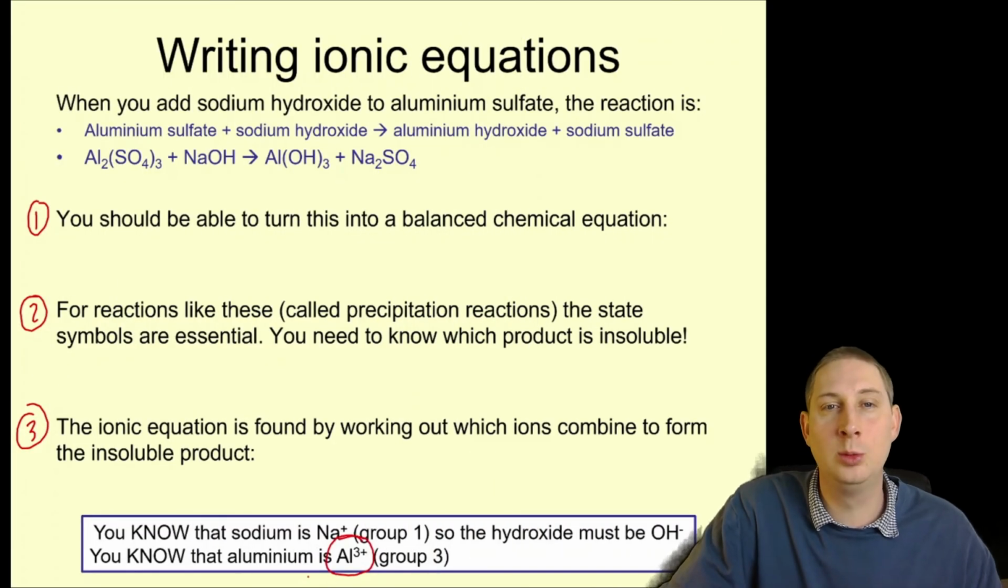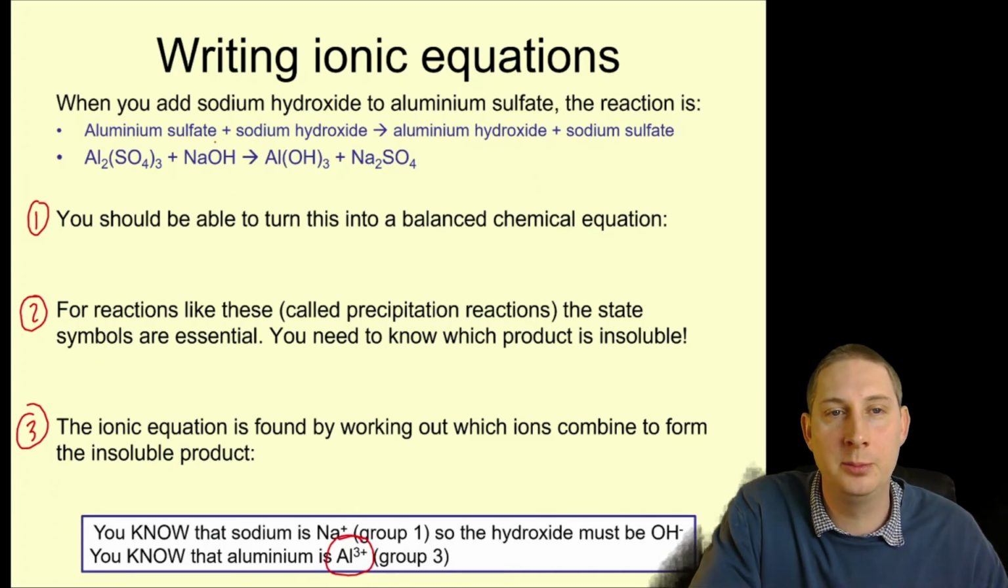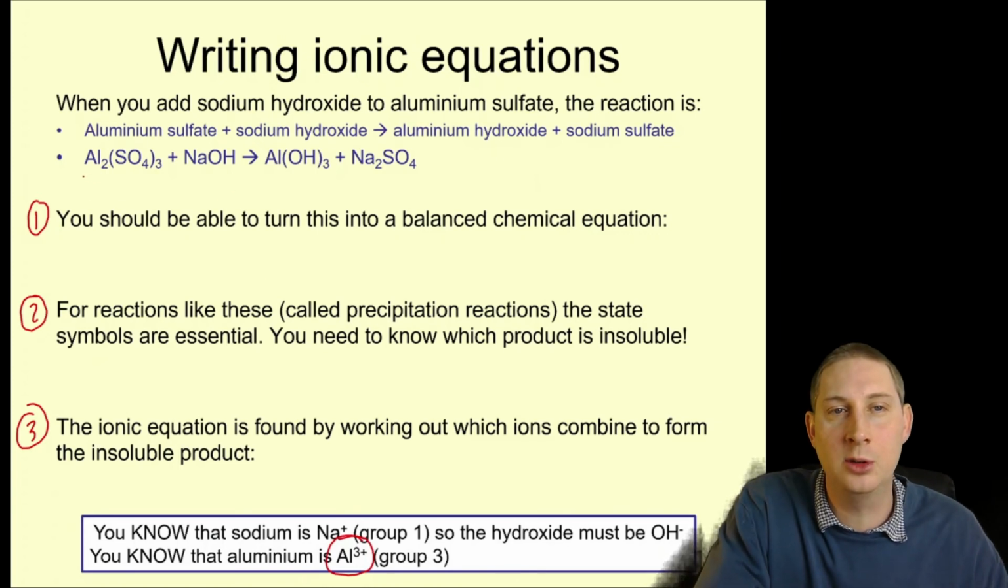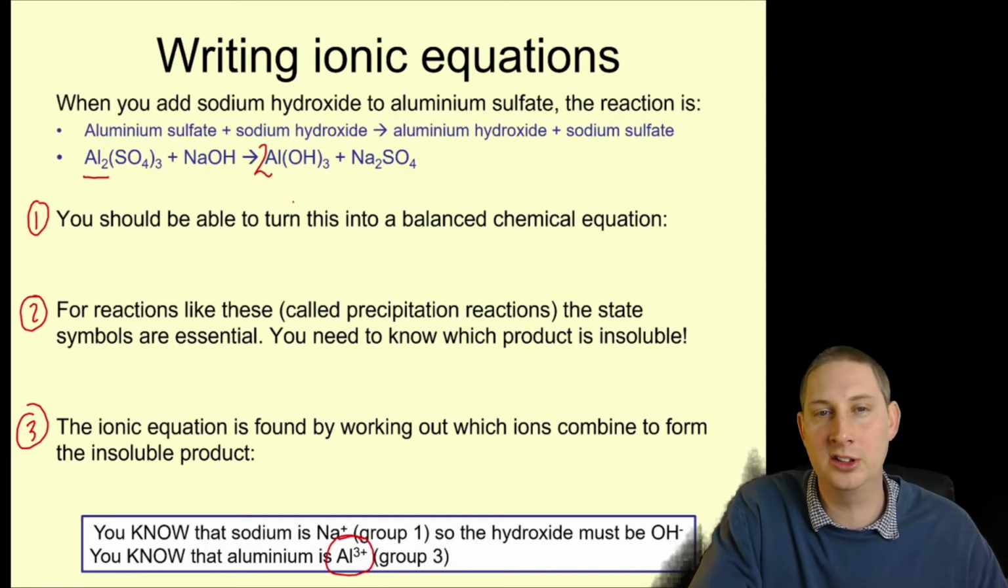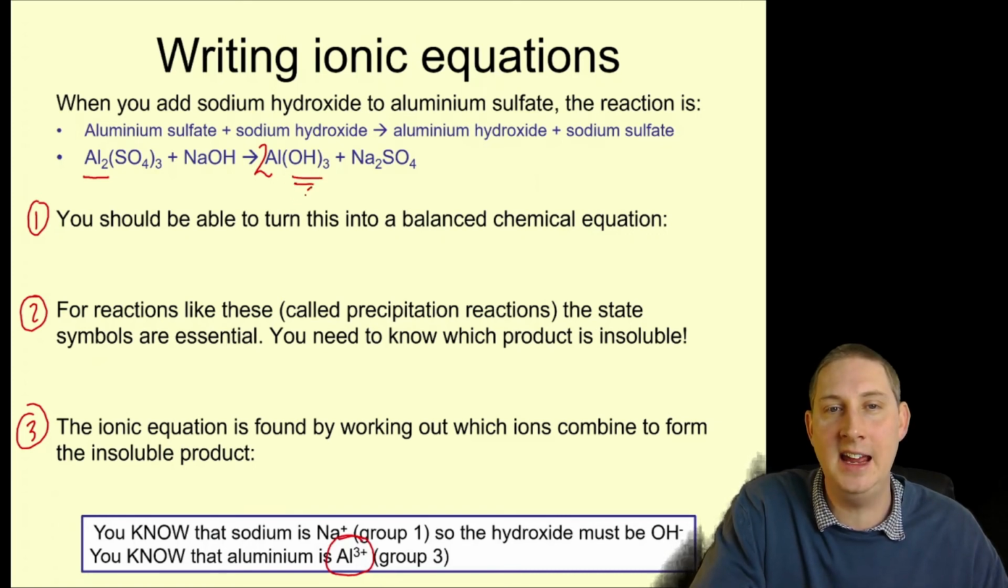Right, balancing this was slightly more difficult, but if you started with the aluminium, it was quite straightforward. 2 aluminiums here mean 2 aluminium hydroxides over there. 2 aluminium hydroxides over there mean that there are 6 hydroxides in total, 3 in each Al(OH)3, and there's 2 of those. There's 6 hydroxides, which means we must have 6 NaOHs.